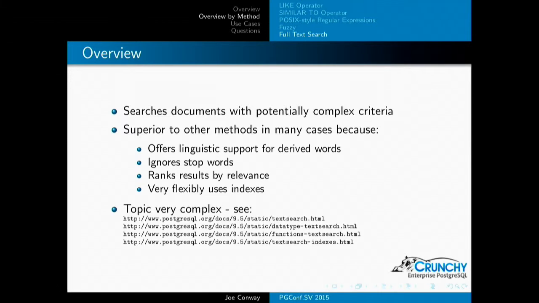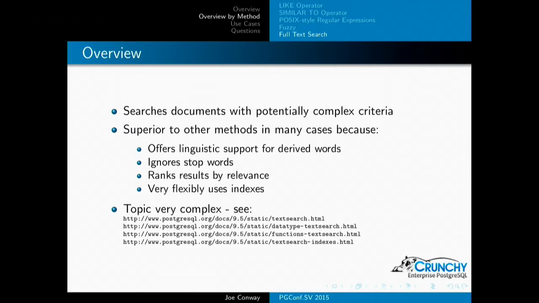Okay, now we're down to full text search. Full text search is used if you've got complex criteria. It's superior to other methods in a lot of cases, because not only can it be faster for large documents, but also because it has special linguistic support. It'll do stemming. It'll remove stop words. It provides some functions for doing ranking and highlighting. And it does come with operators for flexible indexing.